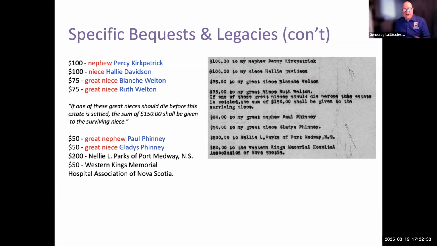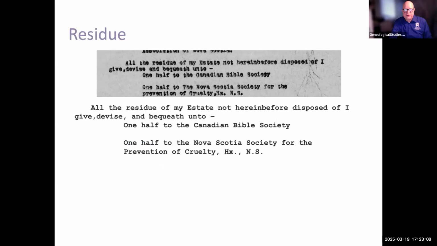Somebody who's not a family member is mentioned, Nellie L. Parks. If you're doing fan club research, it'd be pretty interesting to find out who Nellie was and why she was a friend or somehow connected to Annalene. And she left money to the hospital. So, a great thing with specific bequests: you'll often see a relationship mentioned beside the person, and you can use that to reconstruct a family tree. You'll have to do other work, but it's a great foundational document for that type of research.